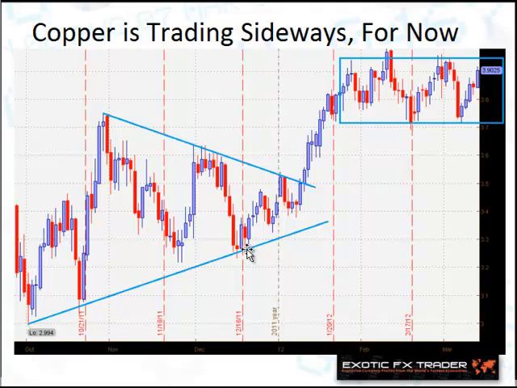When there is a triangle, you want to wait for a breakout and then trade in the same direction of the breakout, because the price usually moves in the same direction of the breakout. So if there is a breakout to the upside, you want to buy, and if there is a breakout to the downside, you want to sell. In this case, earlier this year there was a breakout to the upside.